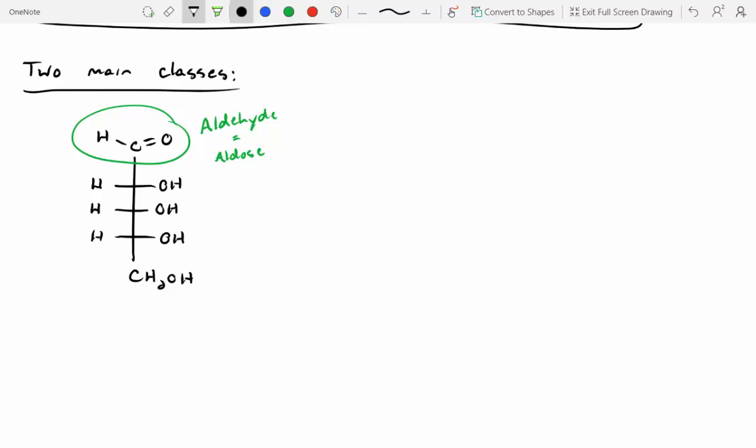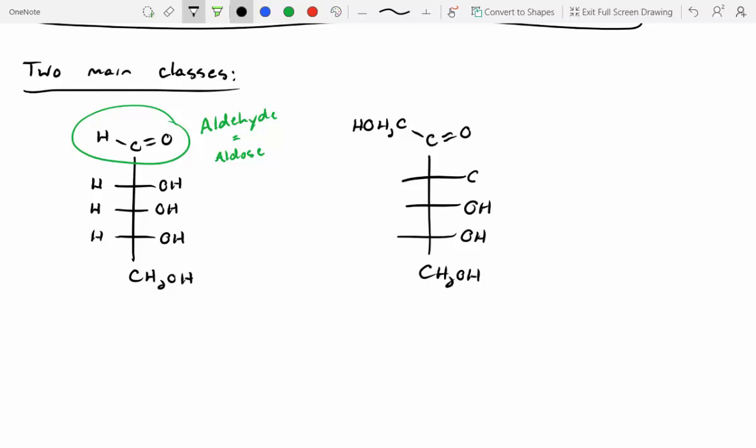The other class is similar. However, instead of an aldehyde, we have a ketone. So I'll come through, put a ketone on here, and an OH. CH2OH. Then we've got 3 hydroxyl groups and 3 hydrogens. These are called ketoses, simply because we're dealing with a ketone, not an aldehyde.